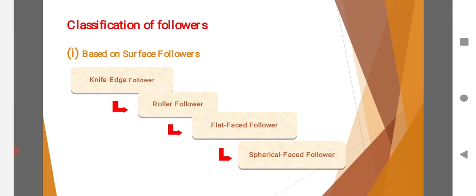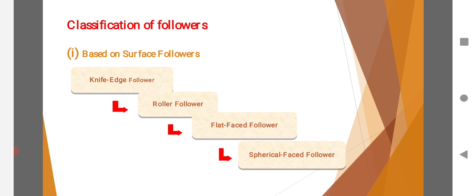Next, classification of followers. First one is based on surface of followers. There are 4 classifications based on surface. First one is knife edge follower. Second one is roller follower. Third one is flat faced follower. And fourth one is spherical faced follower.